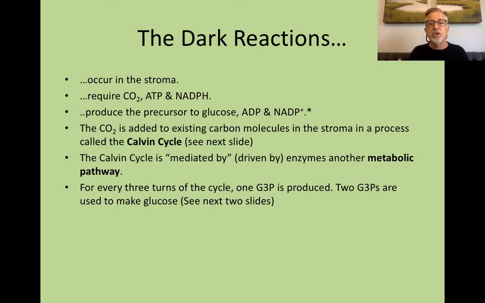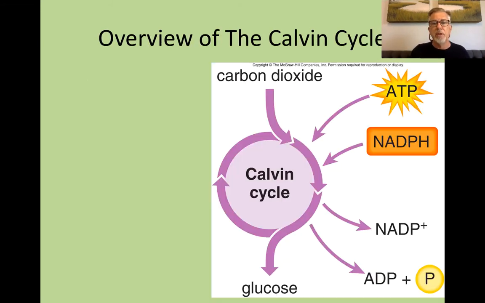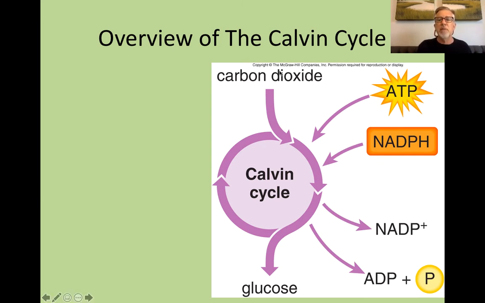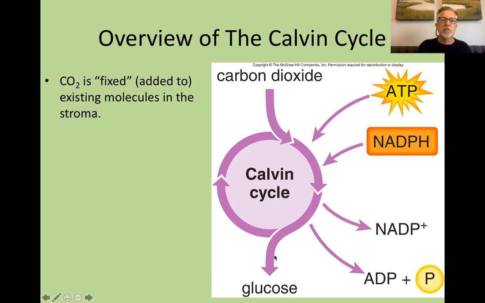For every 3 turns of the cycle, one molecule called G3P is produced, and G3P is a precursor to glucose, and it takes 2 G3Ps to make a glucose. So here's an overview of the Calvin cycle, and what I want you to note here is carbon dioxide enters, it's bonded to an existing molecule, the ATP and the NADPH are used up to carry this out, and then ultimately glucose is made. So let's look at some of the details.